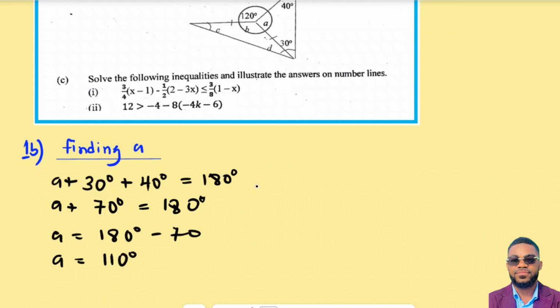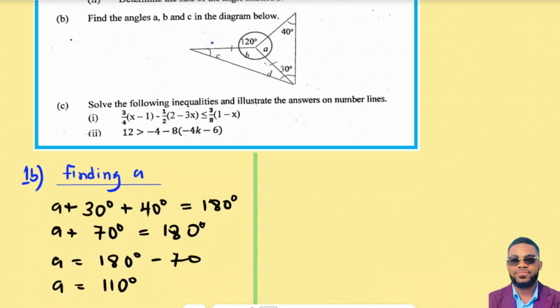So now we know the value of A. Let's find the other angles here. So now that we know A to be 110 degrees, which angle should be next? Are we going to find the angle B or the angle C? You have to find the angle B. And what's the reason? The reason is that the angles A, B, and this angle, they form angles at a point.